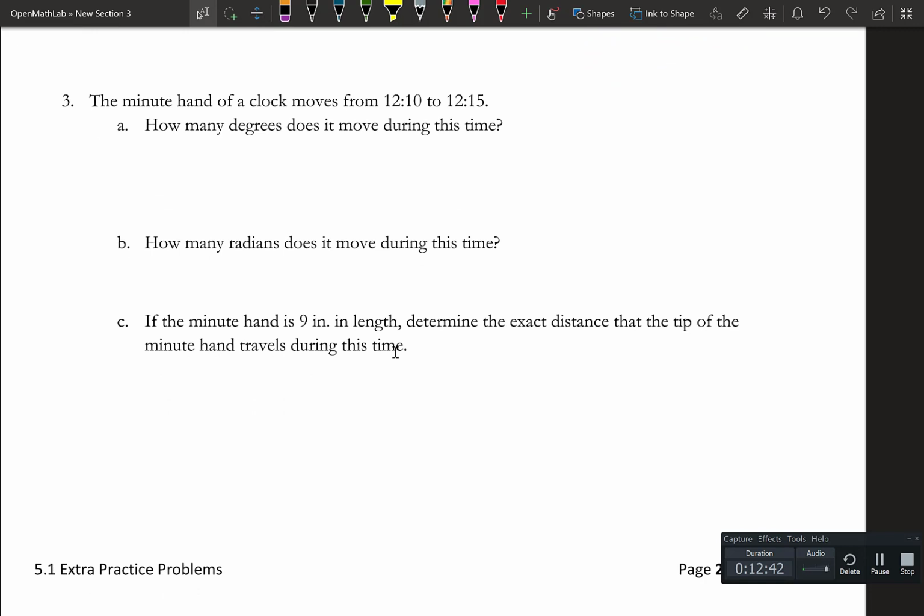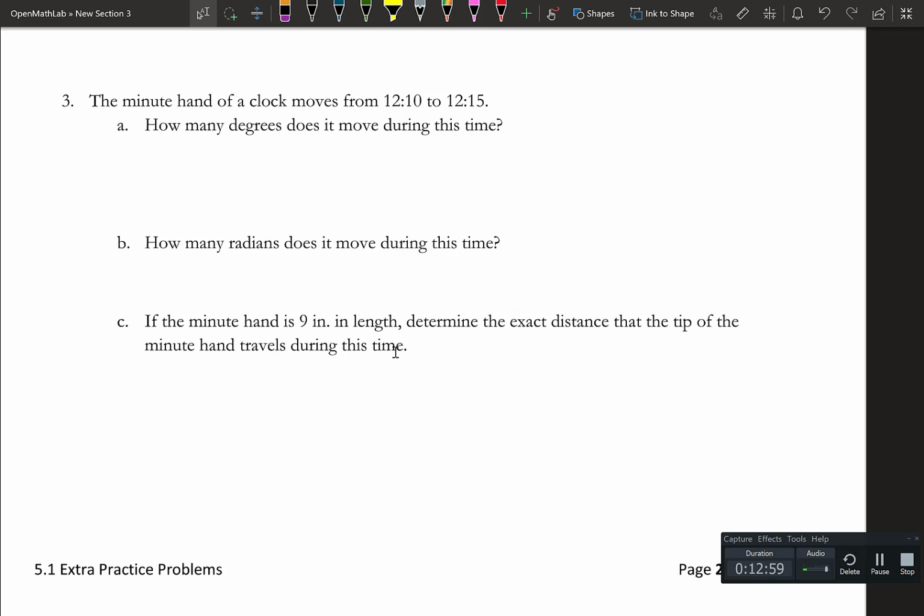All right, so we have one more question left. Number 3 says the minute hand of a clock moves from 12:10 to 12:15. How many degrees does it move during this time?